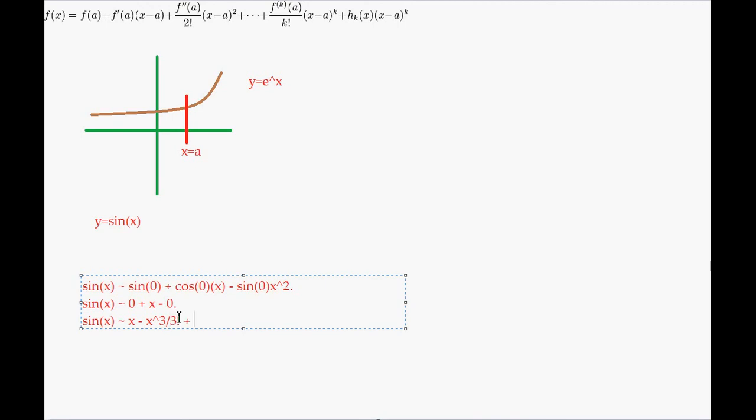Now if you wanted to continue this, then we would probably get something like x cubed divided by 3 factorial plus x to the 5th divided by 5 factorial plus so on and so forth, because sine and cosine, negative sine, negative cosine repeat, and the derivative of negative cosine is just sine, which means that this will continue repeating until we get that the Taylor approximation for sine of x equals x minus x cubed over 3 factorial plus x to the 5th over 5 factorial, and so on and so forth.